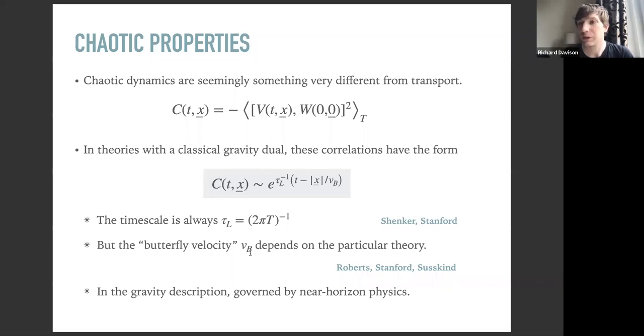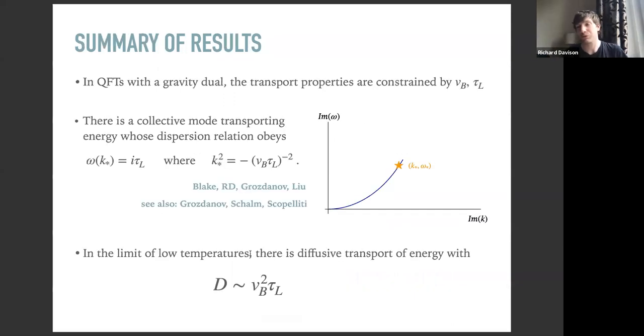And what I want to, let me now give you a summary of the two main results I want to describe to you about how the transport properties are related to these parameters. So I want to explain that quite generally, the transport properties are constrained precisely by V_B, this butterfly velocity, and this time scale tau L. And there's two somewhat independent results that I'm going to explain in turn.